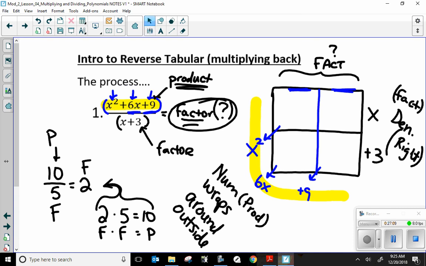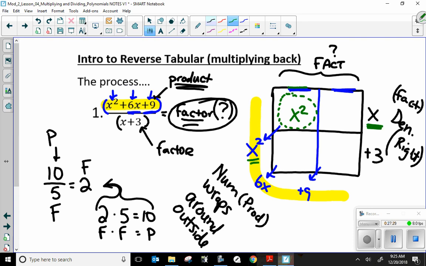Now, here's what we need to do. We're still going to use multiplication. We are always going to start top left. What goes here? The only thing that pops out is x squared, because that's what your answer is. So I need to think in my mind, what do I multiply x by to get x squared? Well, it's x times x.